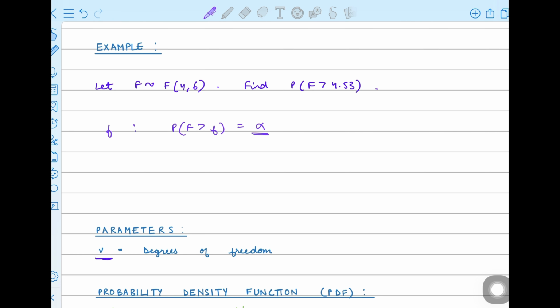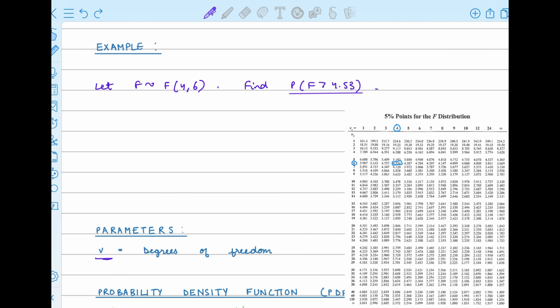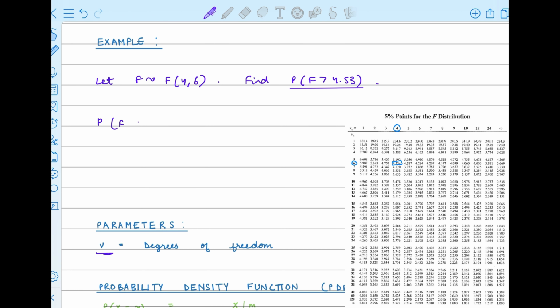Inside the table, the numerator degrees of freedom, or m, are across the top, and the denominator degrees of freedom are down the side. So the process includes choosing a table based on the significance level, locating m and n, and reading the value of f. The value that corresponds becomes the significance level. So, directly, the probability that f is greater than 4.53 becomes 0.05.